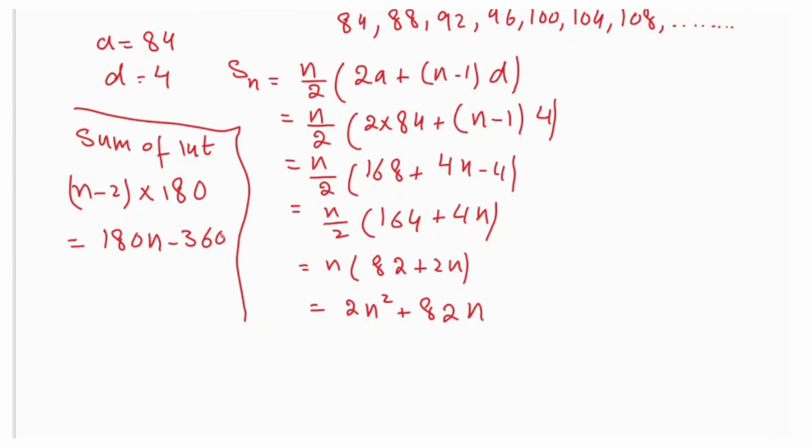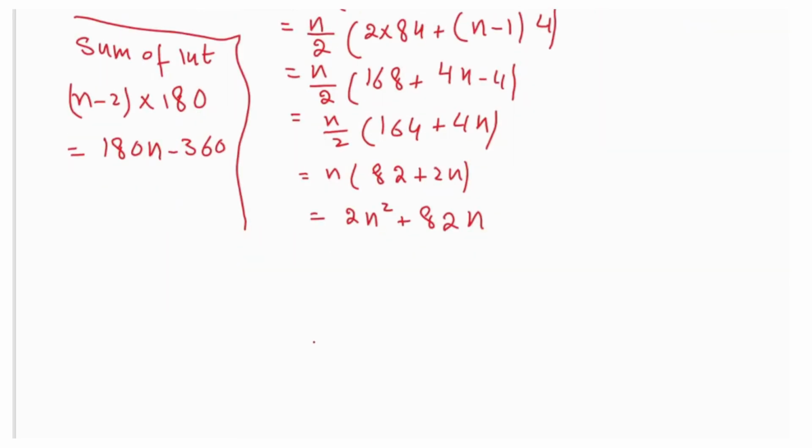Why are we using these values? Because we don't know the value of n, but we know that both of these give us the same thing. The sum of interior angles is this formula, and the sum of the arithmetic sequence is that, and both give us the same thing. In the question, both things are asking for the total, the sum of the interior angles. So we're going to equate these two: 2n squared plus 82n is equal to 180n minus 360.